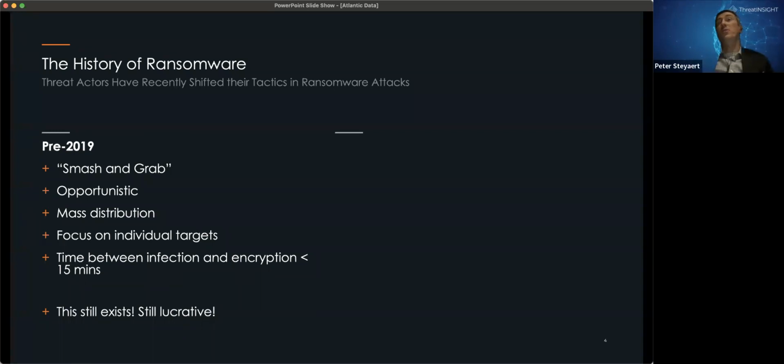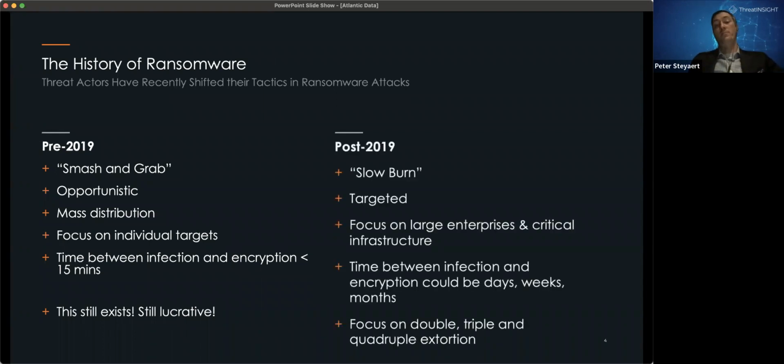Pre-2019, it was really just smash and grab, opportunistic, usually within 15 minutes from infection to encryption. While we did see a lot of activity, the focus was on individual targets, individual consumers. There was some bleed over into corporate organizations, but as they went further, it was mass distribution and not targeted.